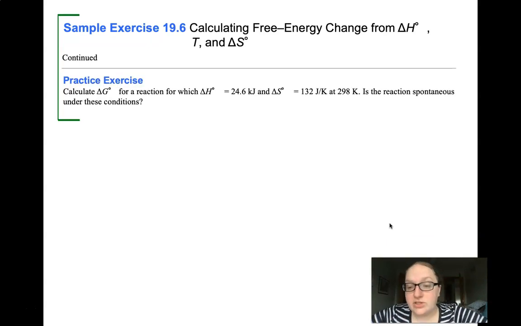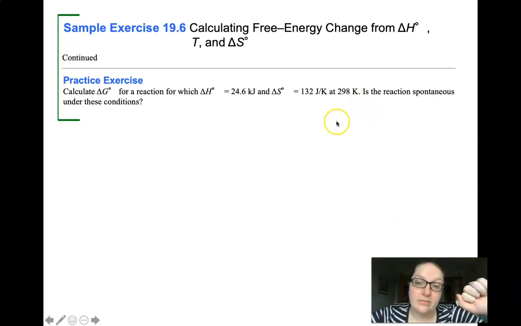All right, so that means it's your turn. You're going to do this particular problem, and once you're done with the value, so you want to calculate delta G naught and tell me if the reaction is spontaneous or not under the conditions you were given. When you're done, you can go ahead and move forward.